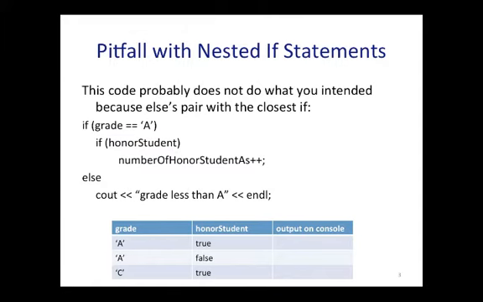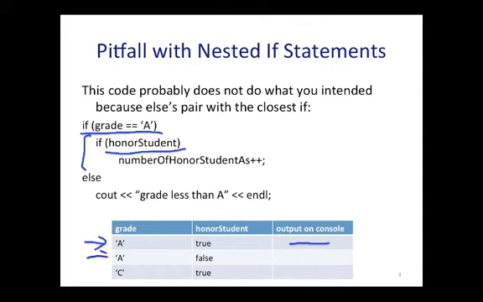So we'll start out and assume that both the grade is an A and the student is an honor student. So honor student, we're assuming, is a bool right here. So the first statement is true. The grade is an A. So we execute what looks like the true part, and the student is indeed an honor student. So we increment the number of honor students, and it says, what is the output on the console? Well, there's nothing because the else statement did not execute.